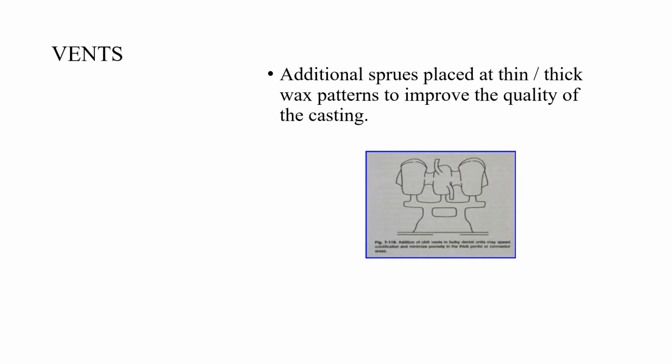Coming on to vents, additional sprues placed at thin or thick wax patterns to improve the quality of the casting are called vents. These are examples of vents. So coming on to casting defects related to sprue, we have localized shrinkage porosity, suckback porosity, and incomplete casting.